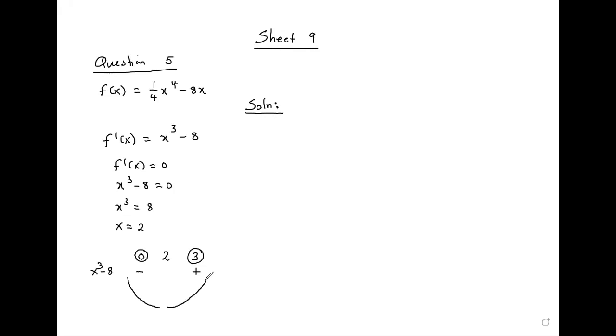Meaning that the value x taken in the original function, the value x is not 3, the value x is 2. Taken in the original function, we'll have 1/4 times 2 to the power 4, minus 8 times 2. That is 1/4 times 2 to the power 4, that is 16, minus 16. But 4 into 16 goes 4 times, so we get negative 12.